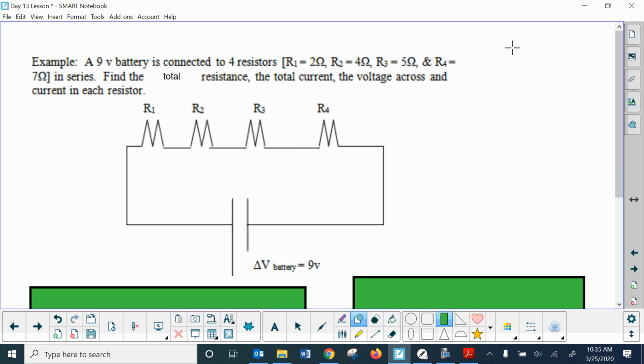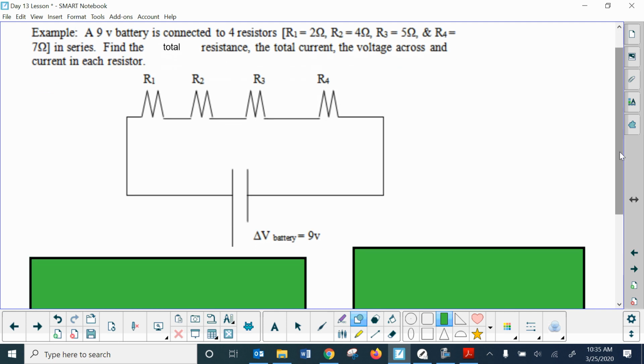But in this example, it reads a 9-volt battery is connected to 4 resistors, and it gives you the values for those for R1 through R4. You're supposed to find the total resistance of the entire circuit, the total current going through the entire circuit, and the voltage and current that is in each of the individual resistors. So kind of looking at that, you have a 9-volt battery, and then those 4 resistors. This is all series because there's one path.